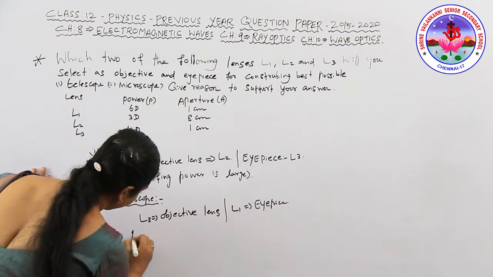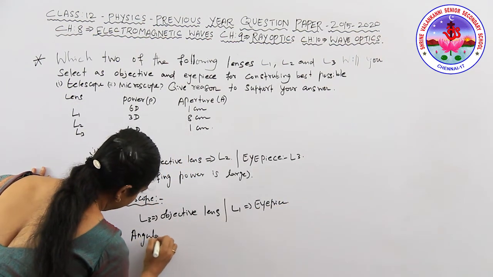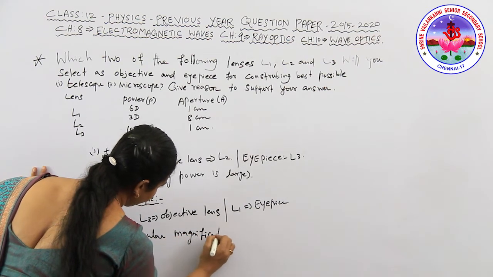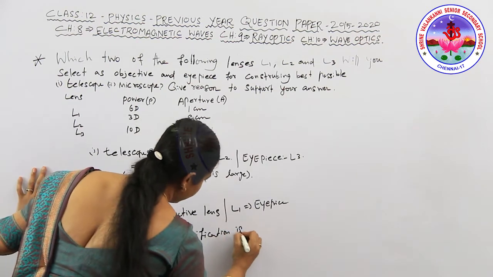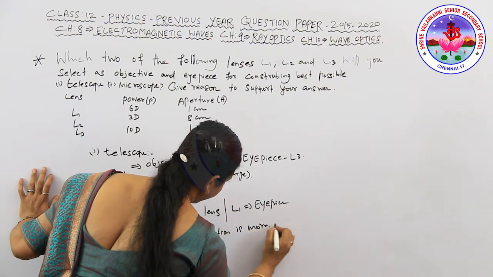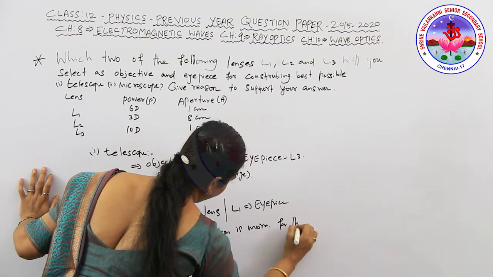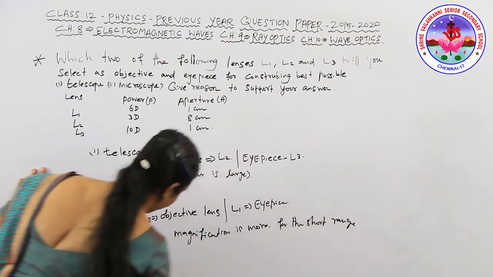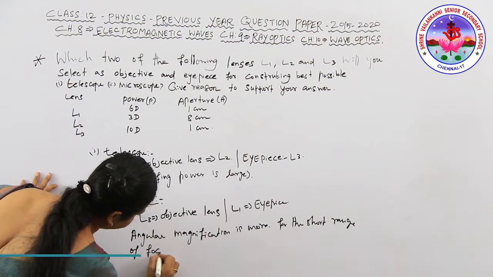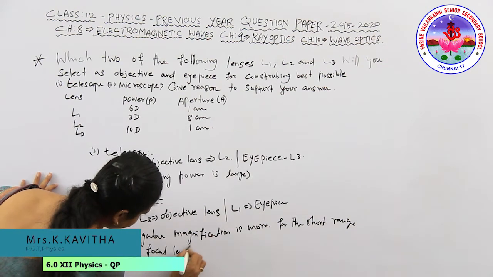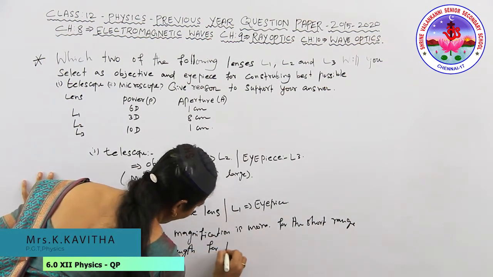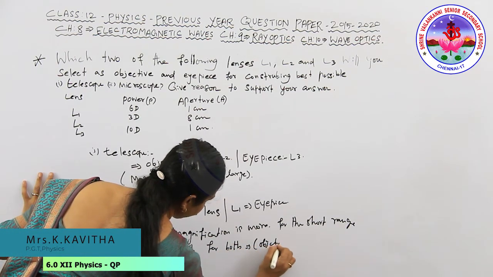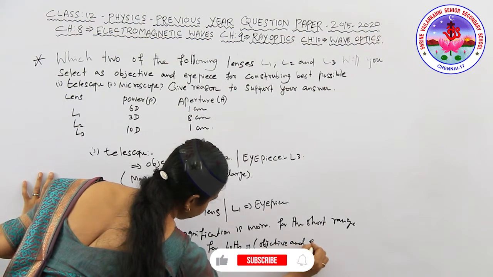Because the angular magnification is more for the short range of focal length. For both, we can say that for both objective and eyepiece, right?